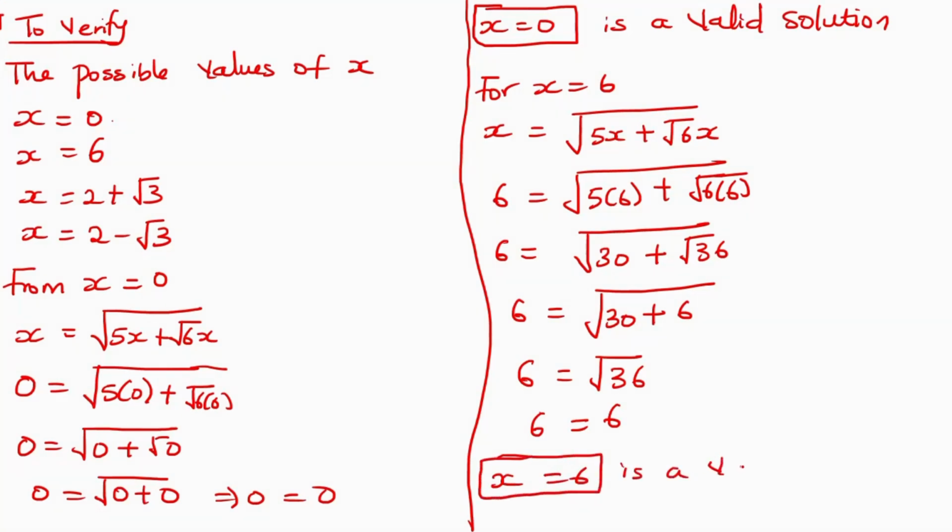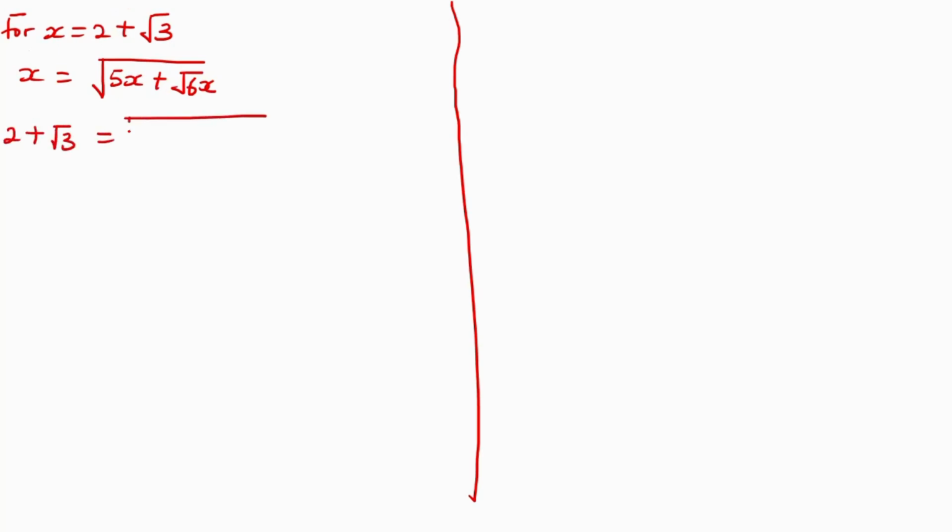is a valid solution. So let's go on to x equals 2 plus the root of 3. So for x equals 2 plus the square root of 3, we have that x is equal to the square root of 5x plus the root of 6x. So we have this to be 2 plus the square root of 3 is equal to the square root of 5 into 2 plus root 3 plus the square root of 6 into 2 plus the root of 3.